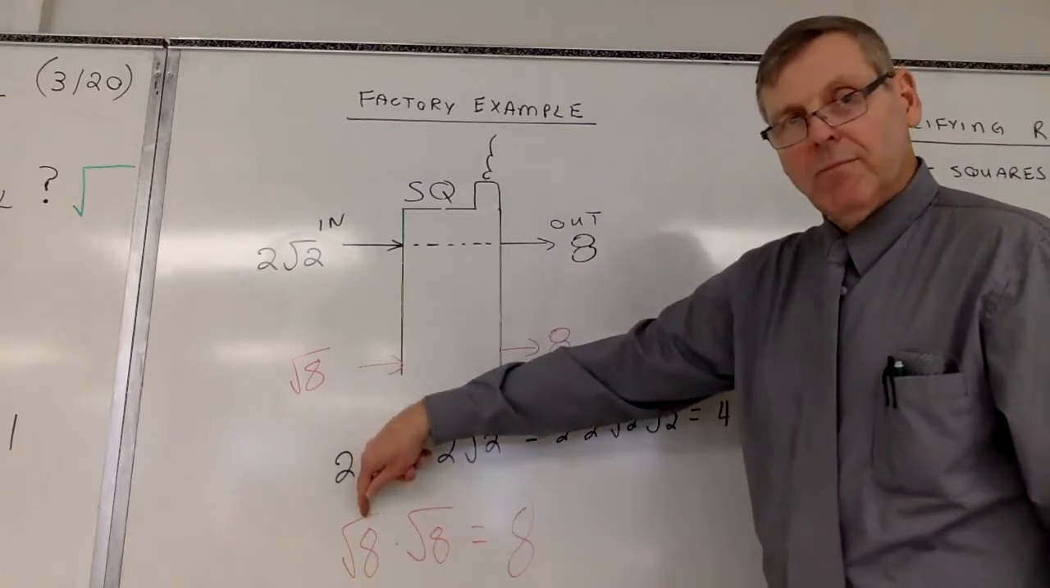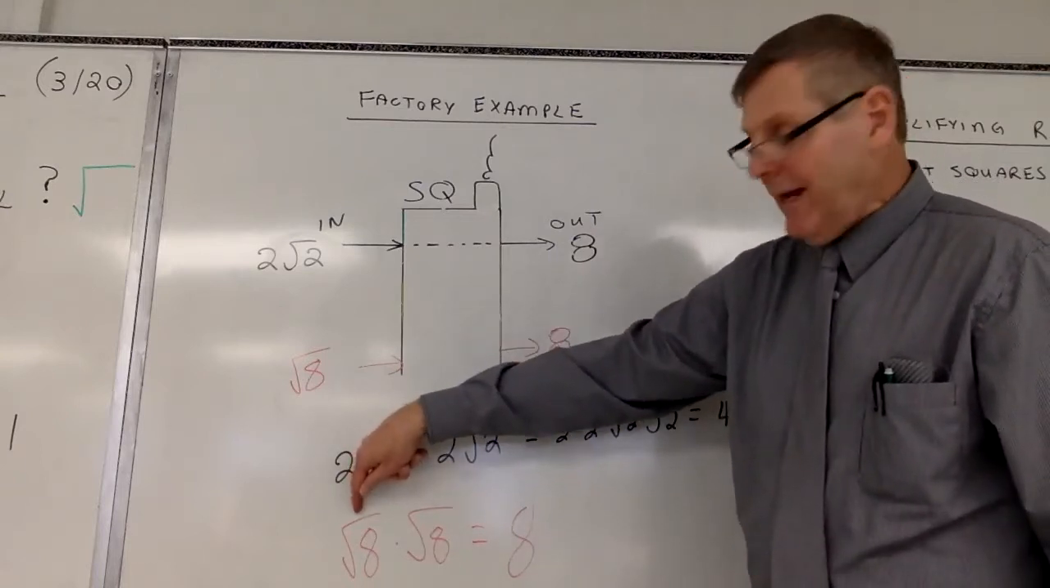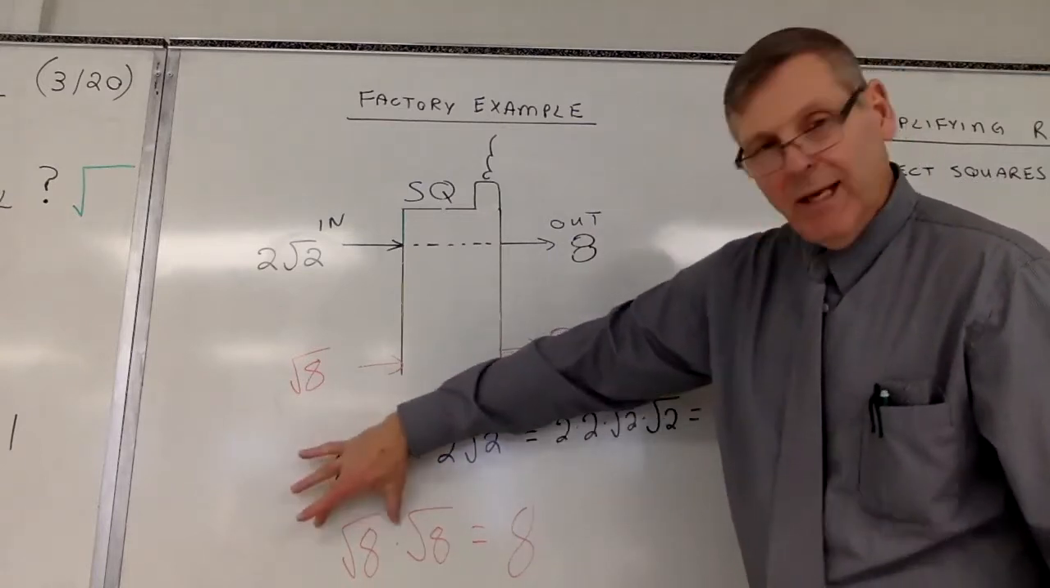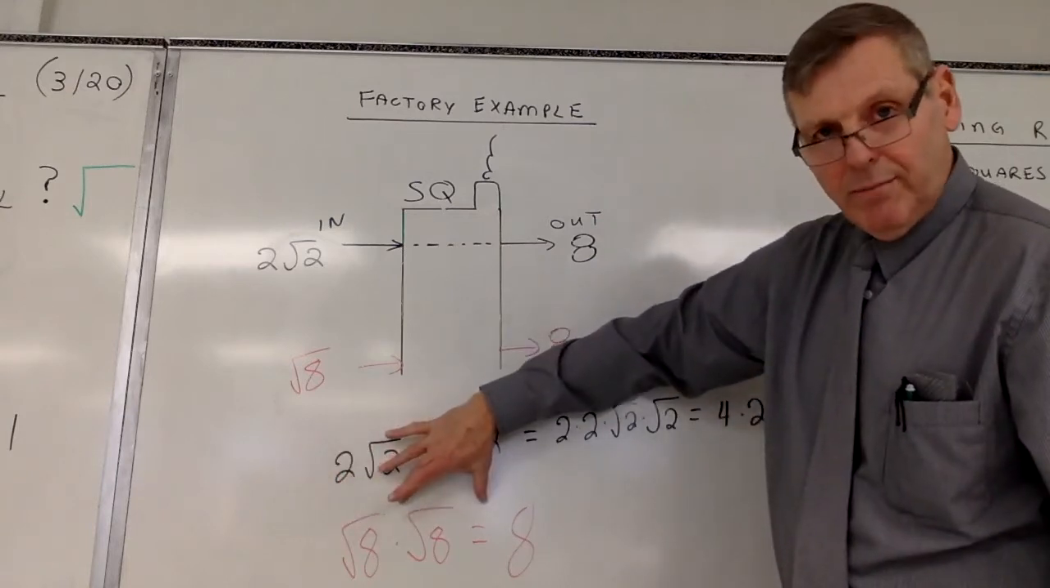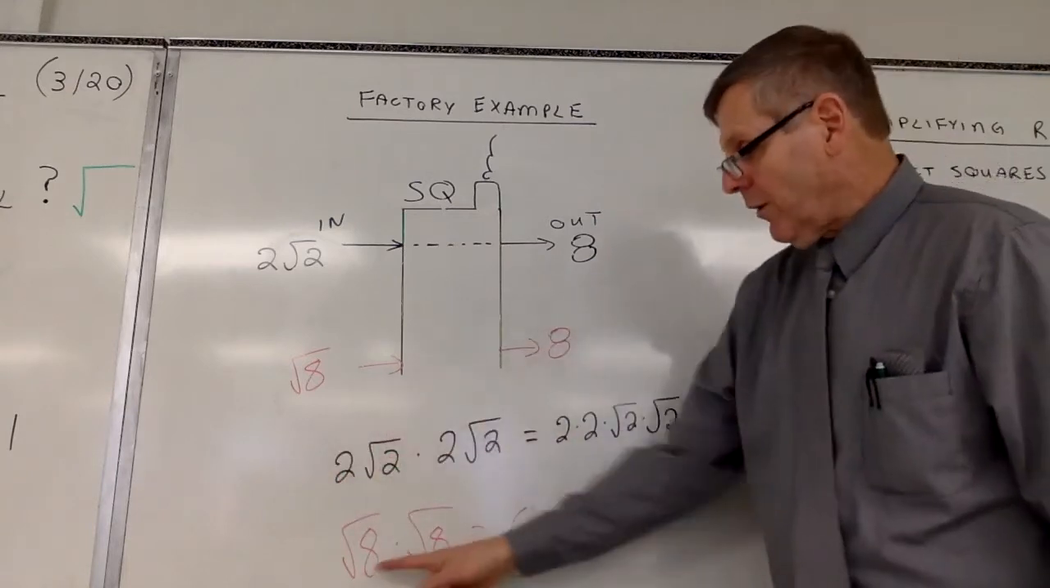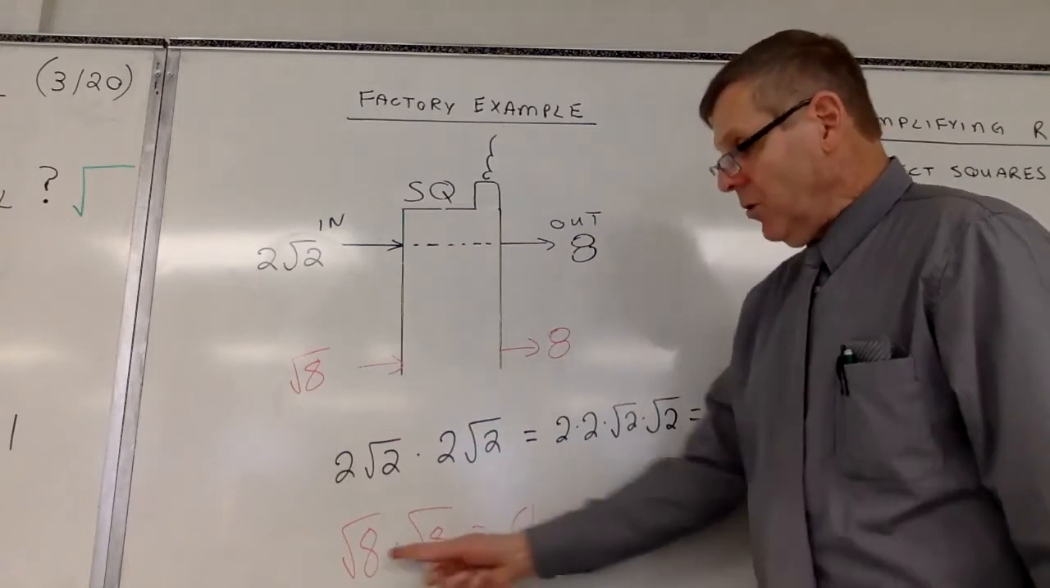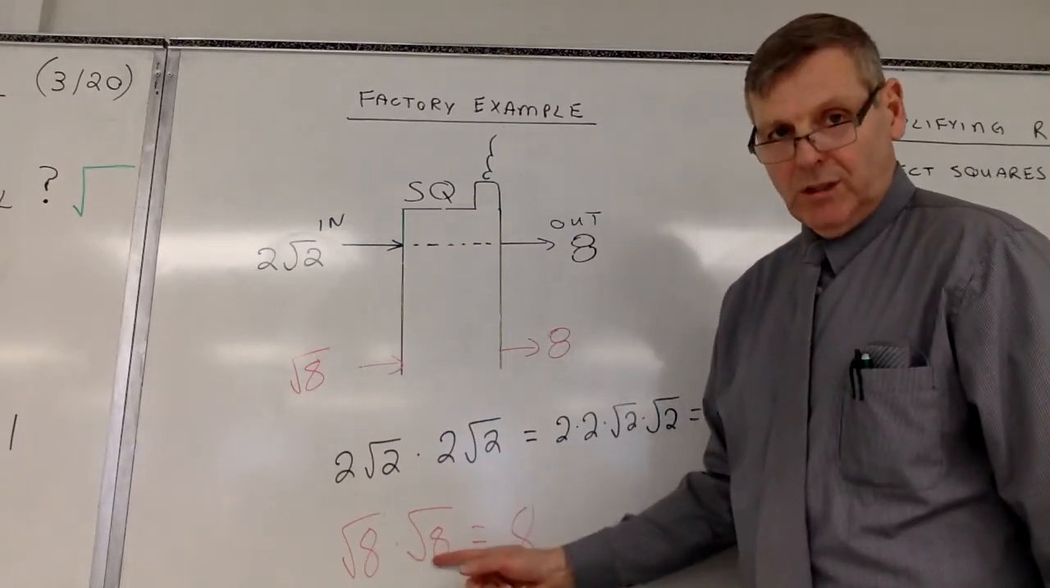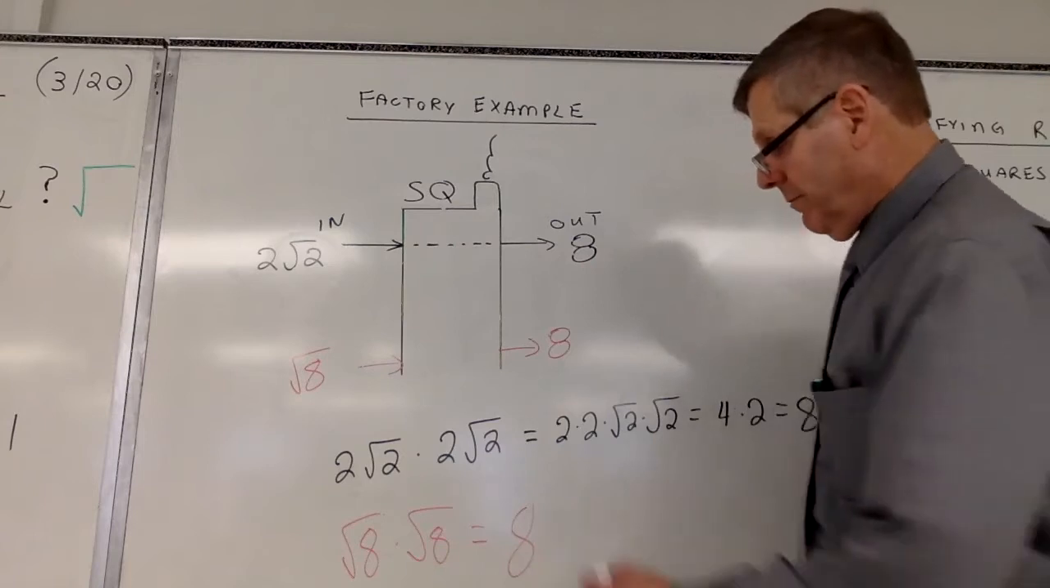When you see this symbol, you're looking for a number multiplied by itself to give you 8. I'm taking this number and multiplying it by itself. So square root of 8 times the square root of 8, you could think of it as the square root of 64, which is 8.